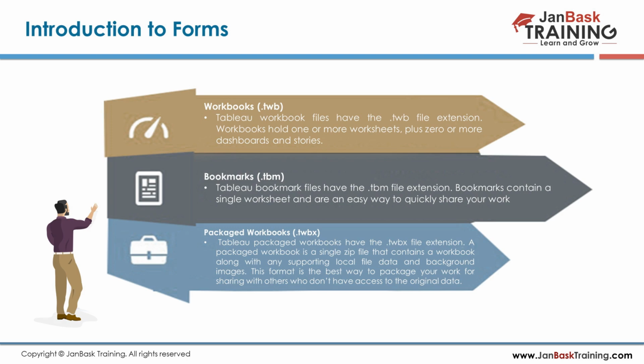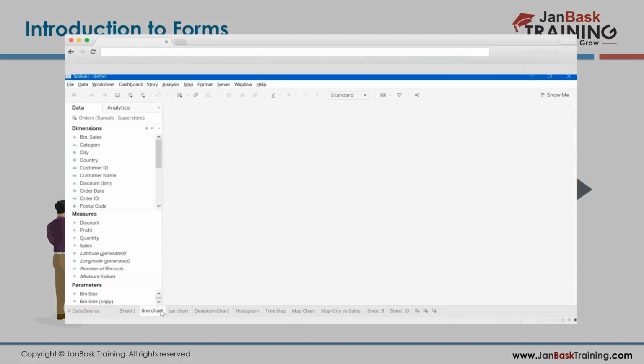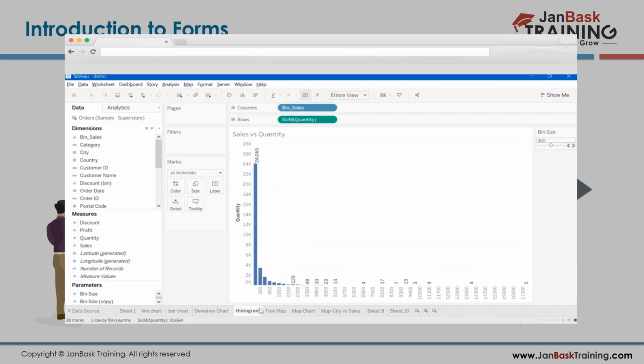Then we have a new file format, or extension you can say, called TBM. That's basically the bookmark. Bookmarks are something, we have a lot of files over there, right? A lot of worksheets, like we have line chart, bar chart, deviation chart, histogram, multiple things, right?